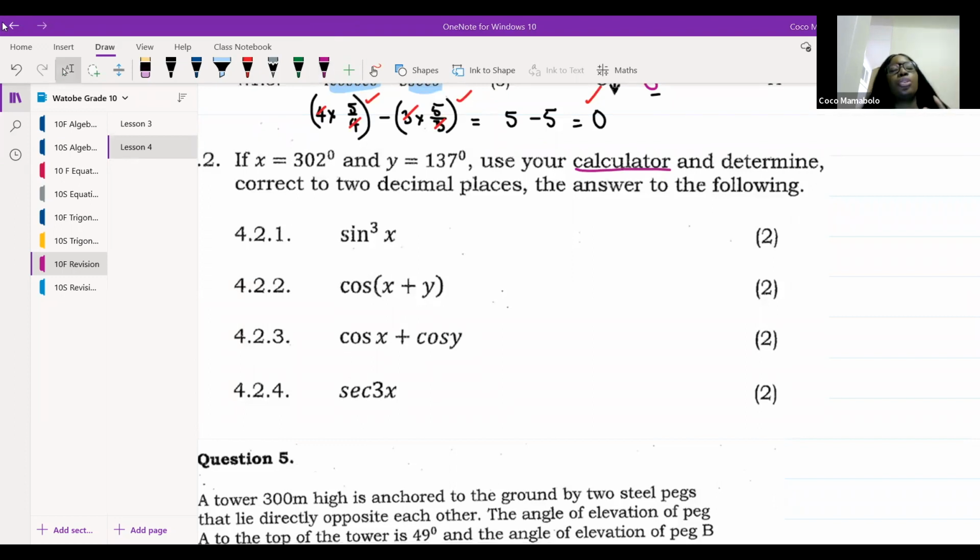Okay, so it says, use your calculator and determine. Now, please follow instructions, guys. Correct to 2 decimal places. So remember your rounding. Okay, to answer the following. Now, remember, we're looking for sine of.